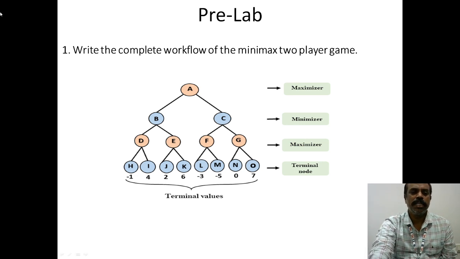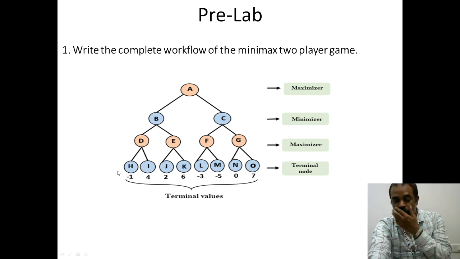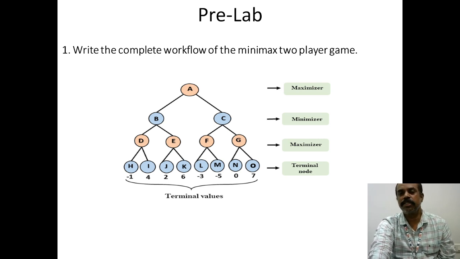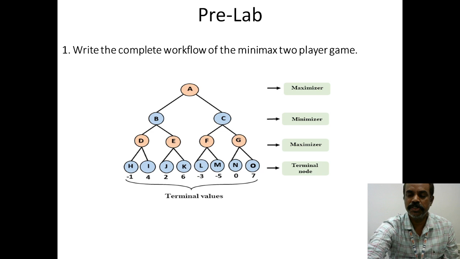If you clearly observe, for H you have the value -1 and for I you have the value 4. For the maximizer we normally consider the initial value as -infinity, and for the minimizer we consider it as positive infinity. When you reach this H value, you calculate the maximum, because the role here is the maximizer role. So in this process you need to present the workflow of the minimax for this two-player game. This is one pre-lab.